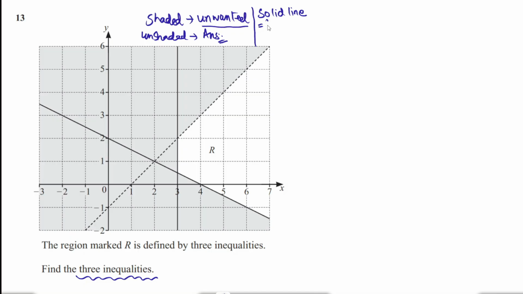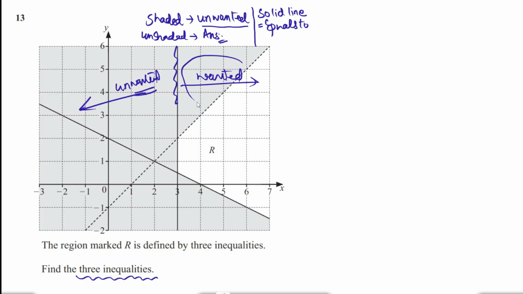it means equals to. It means this is a solid line, it means this x belongs to 3 and this is the unwanted region. So this is the wanted region. We have to find out which is wanted and which is unwanted, because shaded is this side and unshaded is this side. So this is the wanted region. So it means for the first equation, a vertical line, and that is a solid one.